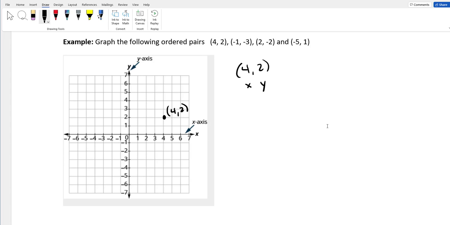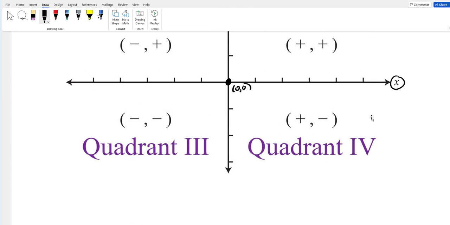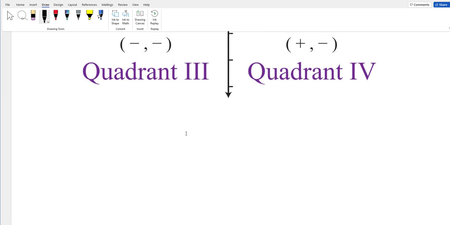The next ordered pair is negative 1, negative 3. We start at the origin. We go over to the left 1 and then down 3. This is negative 1, negative 3, this point here. As I stated before, when you fall in this quadrant, which is quadrant 3, both of the numbers in your ordered pair will be negative.